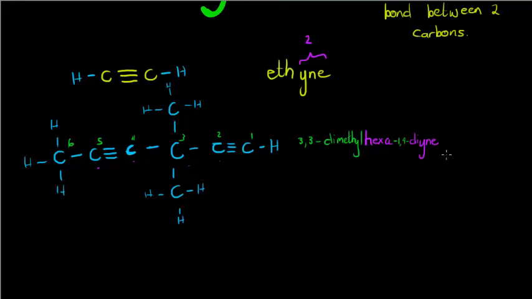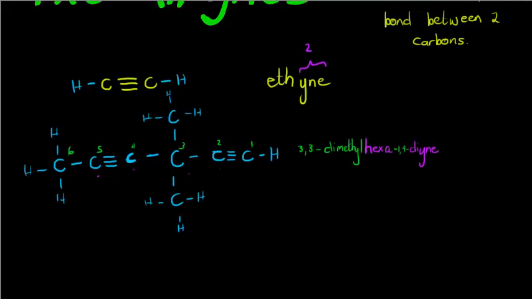You can see it's the exact same process for naming alkenes. So if you can name alkenes, you can name alkynes, and the only difference between naming alkenes, alkynes and alkanes is literally the suffix and the numbering to prioritize the triple and double bonds.